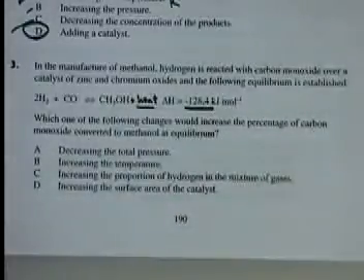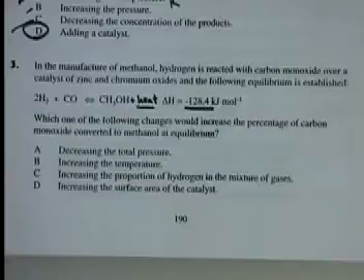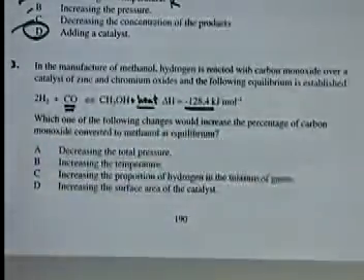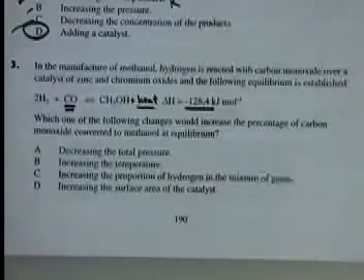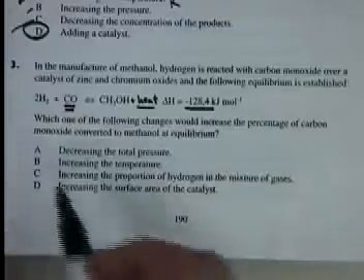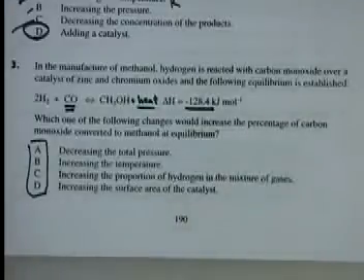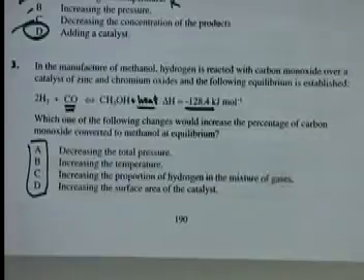Which one of the following changes would increase the percentage of carbon monoxide converted to methanol at equilibrium? So in other words, what we want to do is take more of this carbon monoxide and convert it to methanol. Take a second and look at the questions. Pause the video, and then we'll come back and answer the question. Okay, let's come back and talk about the possible answers.